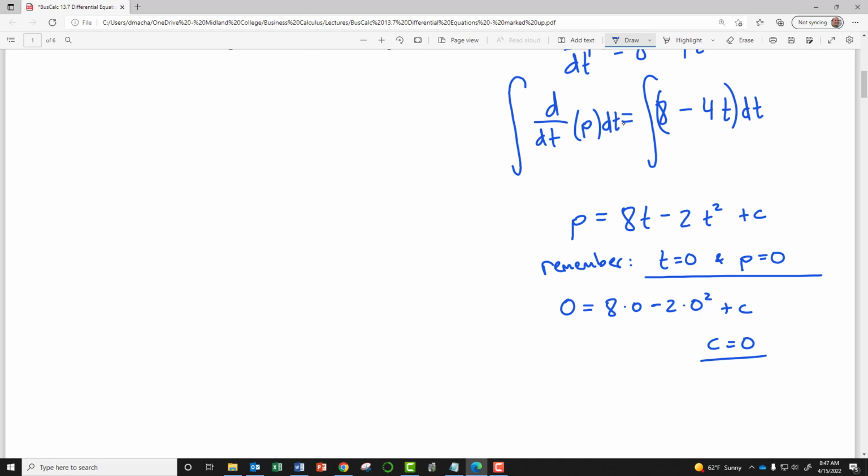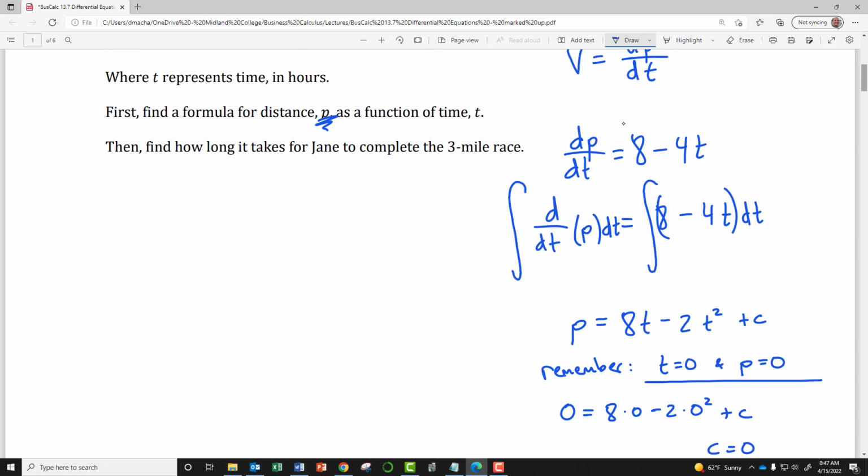So if c is 0, I can again simplify this formula. It gives me my distance as a function of time as just 8t minus 2t squared. And this would be your answer to the first part of my question, where I ask you to give me a formula for distance as a function of time.